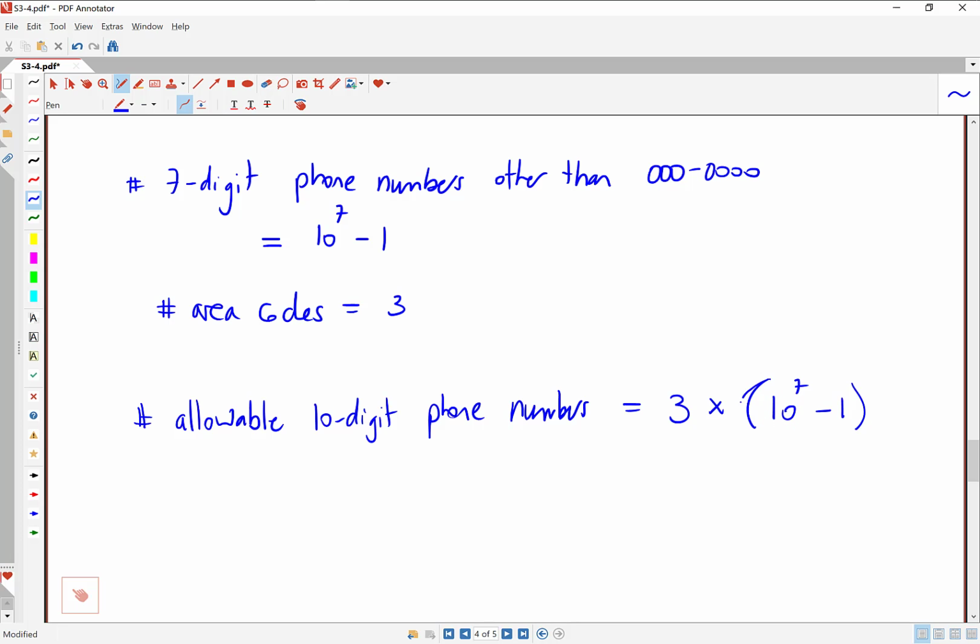And the brackets here are really important to make sure that the 3 gets multiplied by the 10 to the 7 and the minus 1. So if you wanted to turn that into an explicit number, we could put that into our calculator. We get 29,999,997 allowable 10-digit phone numbers.